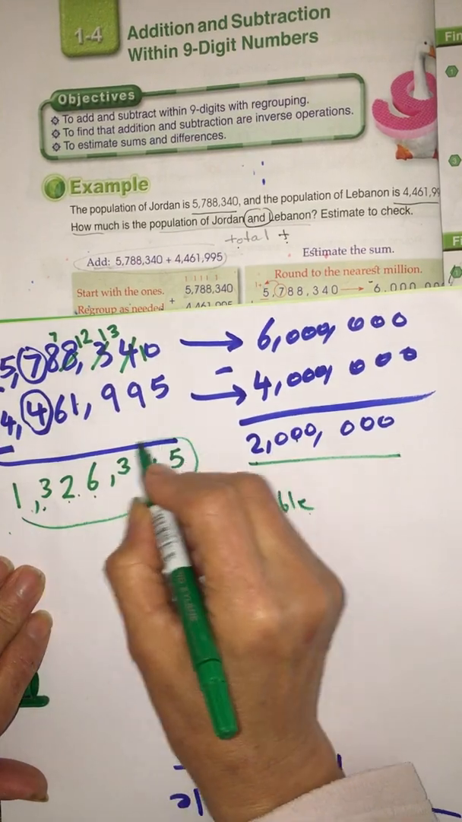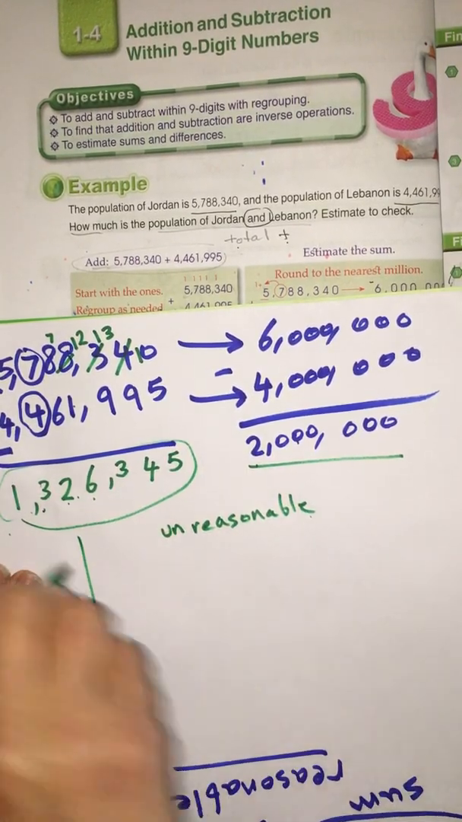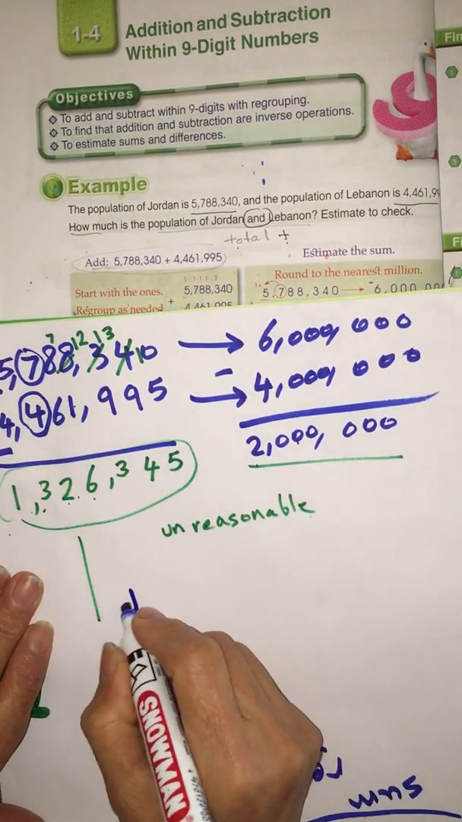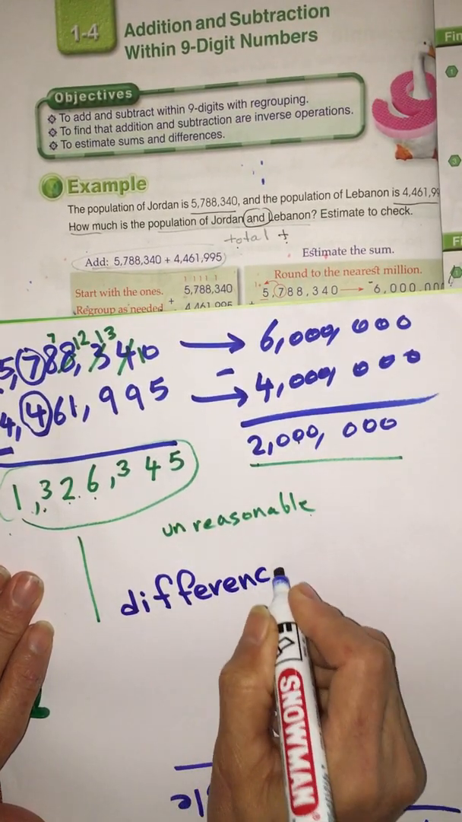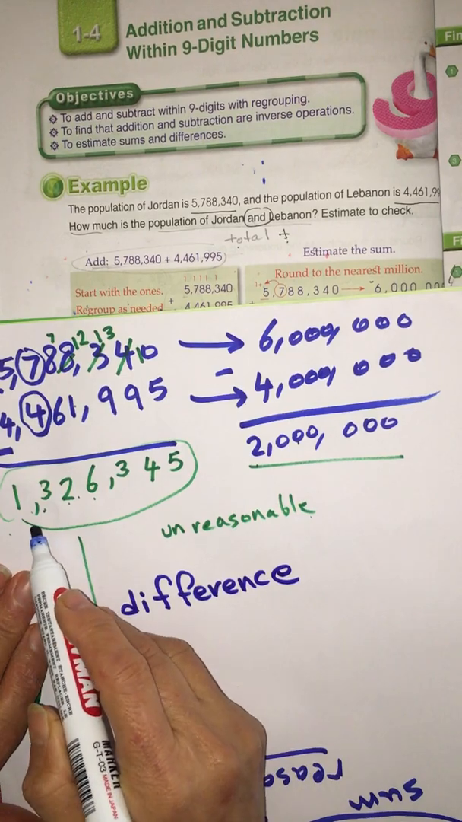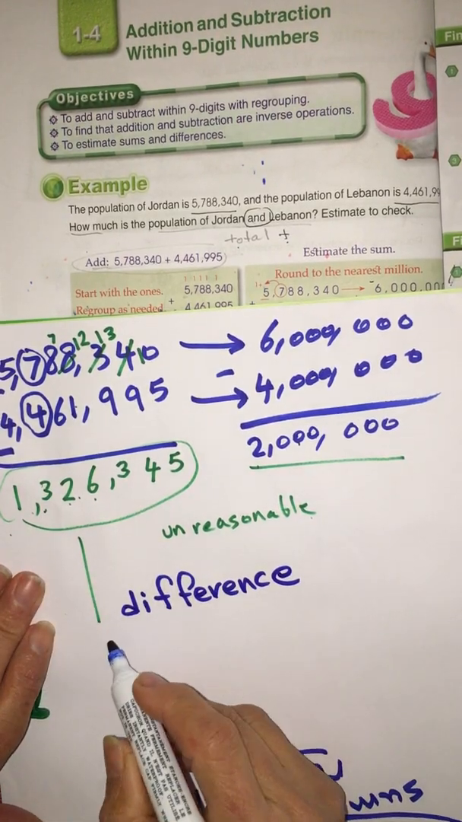The answer here, when you subtract, what do we call it? We call it difference. So if you are adding, it is called sum. And if you are subtracting, يعني بتطرح, it is called difference.